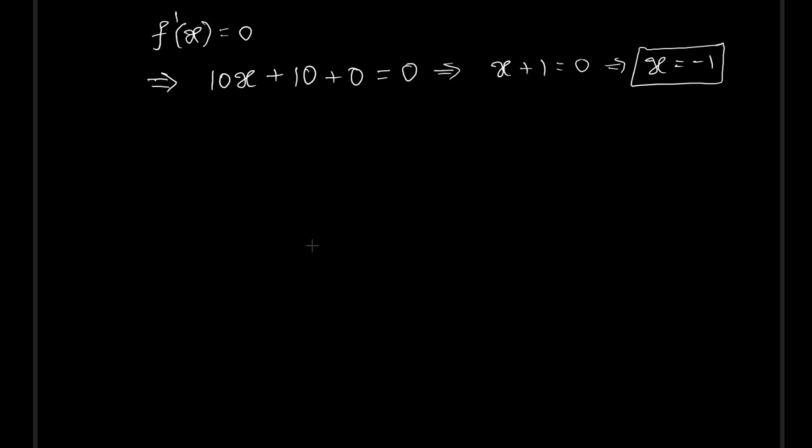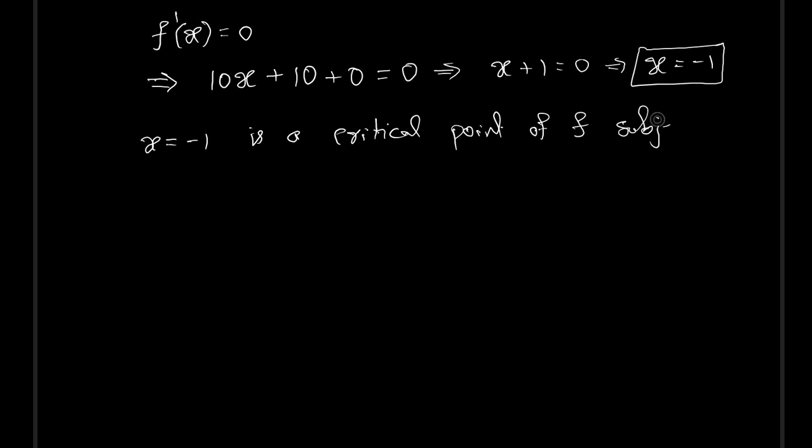So now, x equal to minus 1 is the critical point of the function. Let me write: x equal to minus 1 is a critical point of f subjected to phi 1 equal to 0. Subjected to the constraint, our critical point is minus 1. Let me know whether f takes maxima or minima at that point.